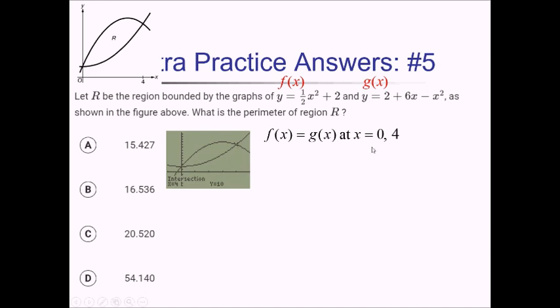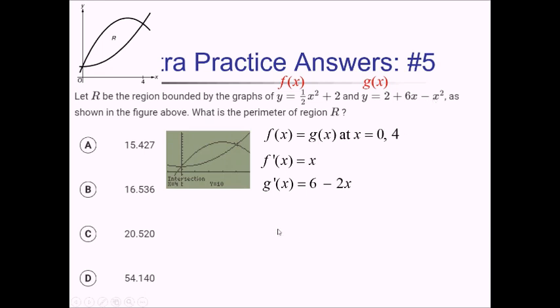Now we're going to have the derivative of both f and g in order to use our arc length formulas. So for f prime, that's just going to be, power rule, 2 times 1/2 is 1, so it's just 1x, and that 2 is a constant, so we don't worry about that. And then for g prime, that's going to be 6 minus 2x.